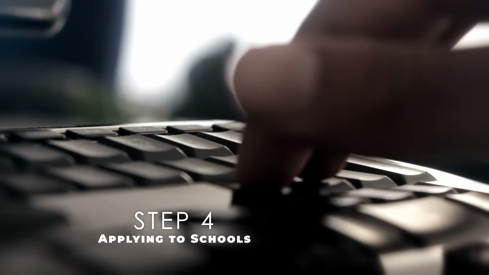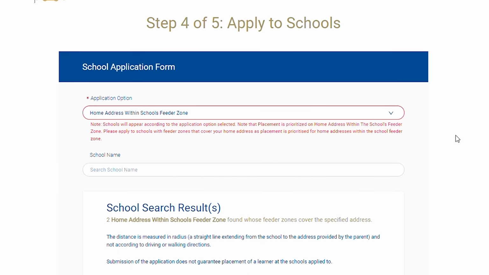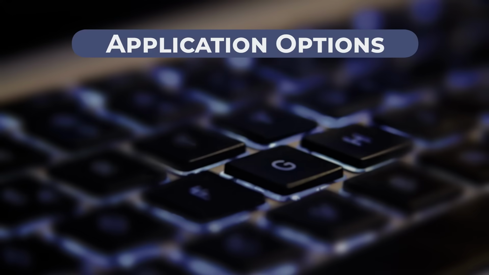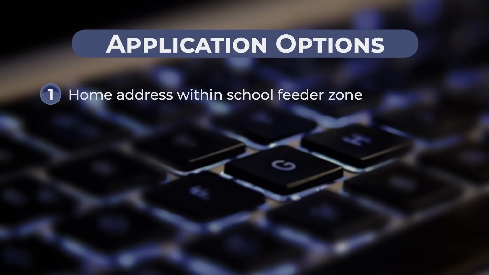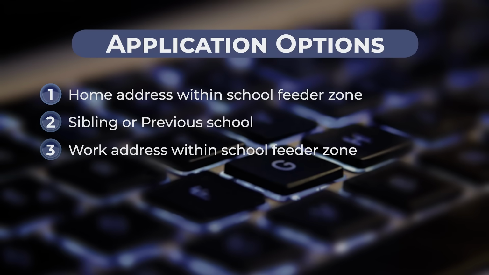In this step, you need to apply to schools by completing the school application form online. When applying to a school, it is important to remember that the following criteria are taken into account and are shown here in order of priority. Number 1, home address within school feeder zone. Number 2, sibling or previous school. Number 3, work address within the school feeder zone.